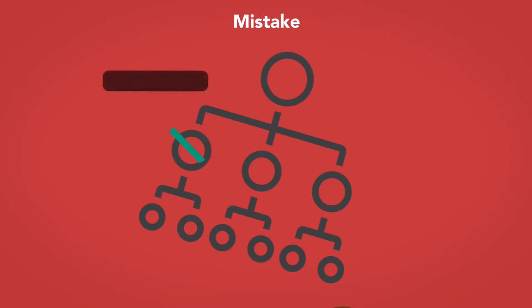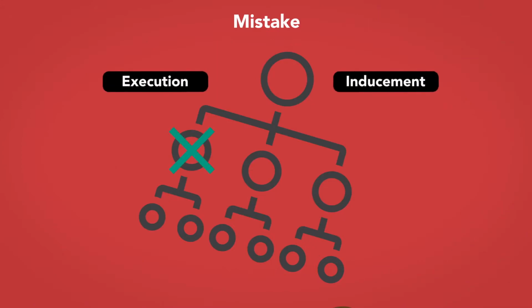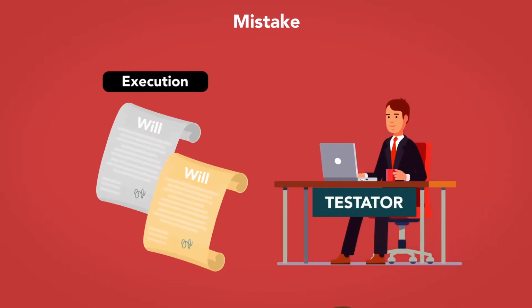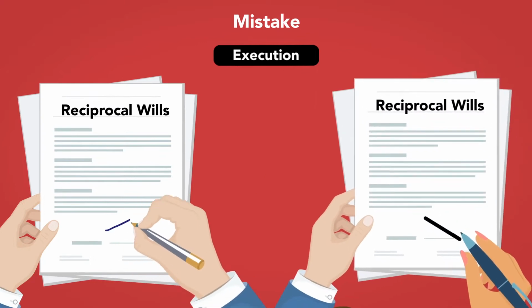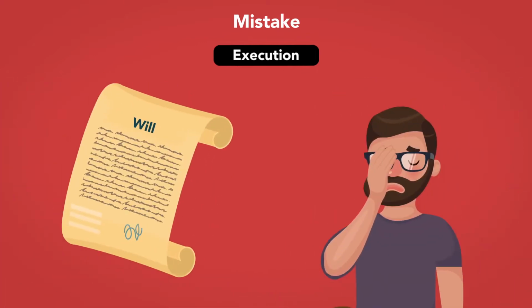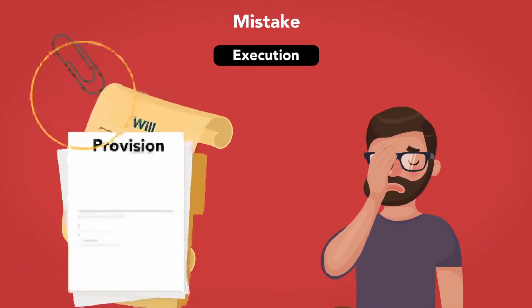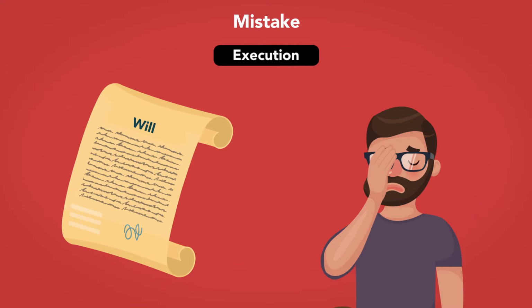Mistake can include a mistake in execution or a mistake in inducement. A mistake in execution can include situations where a testator executes the wrong will, such as where a husband and wife sign each other's reciprocal wills, or where a drafter fails to include or removes from a will provisions the testator wanted.